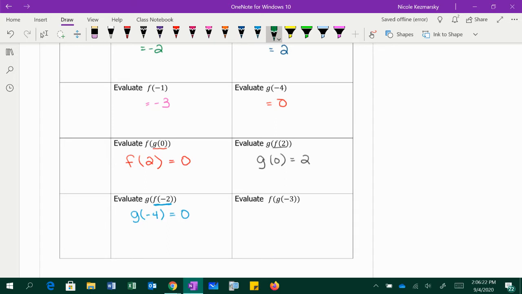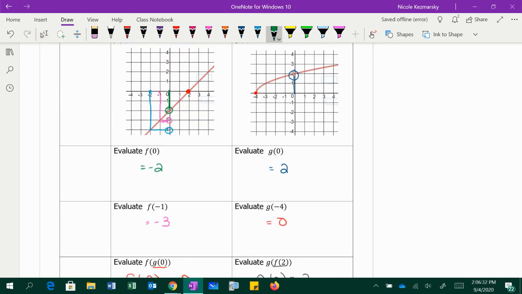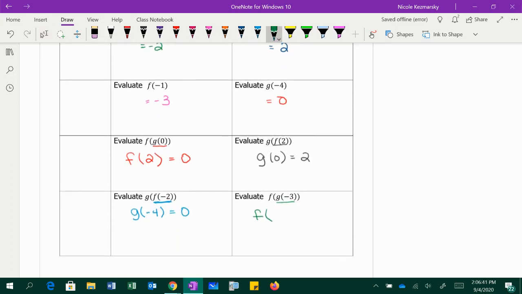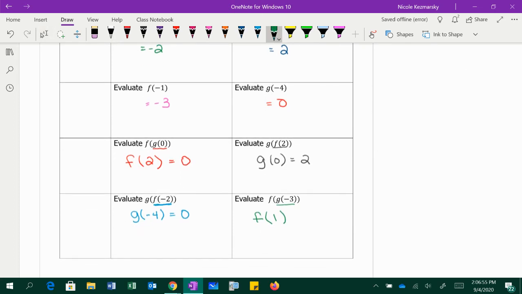Last example on this page, we're going to start with g of -3. So we're going to find f of something. Let me go to g. Let me go to -3. Trace up to my function. I found my spot. I'll trace over to my y-axis. That y value is 1. So now we have f of 1. So I'll go to my function f, go find 1, trace down to my function, over to my y-axis, and f of 1 is -1.